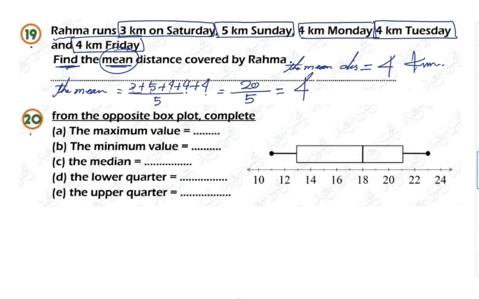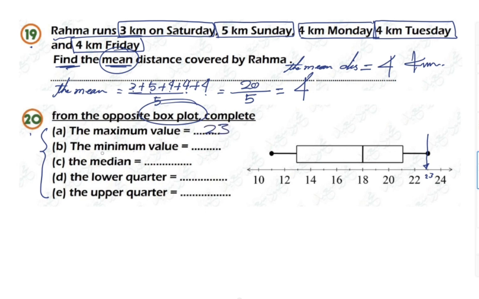Last point 20. From the box plot, complete what we call the five-number summary. The first value, the maximum. Which maximum? Here, this point. Look, this point is the maximum. What is this point indicated for? 22, 24, so that's 23.